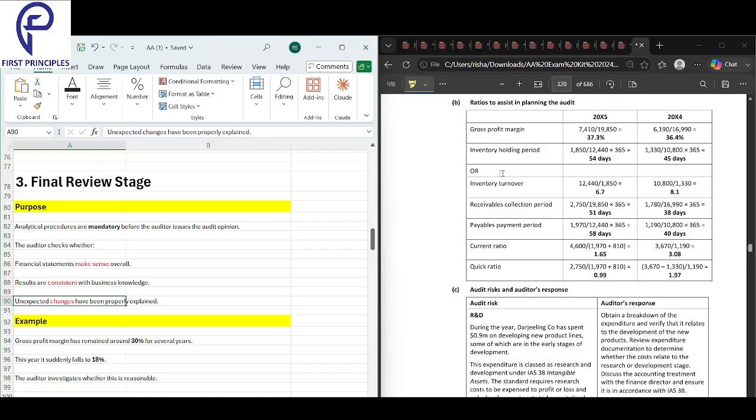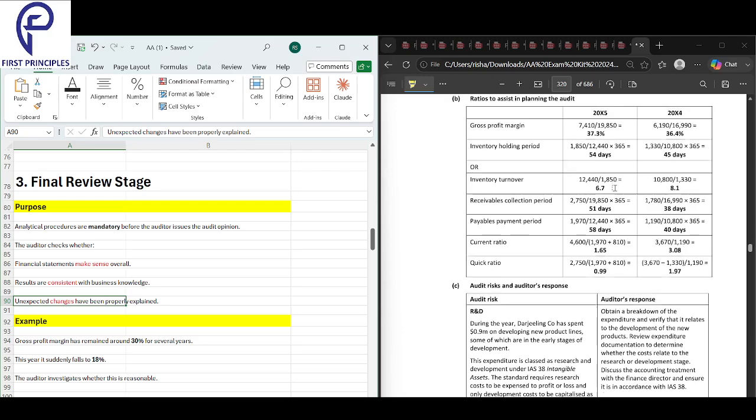How many times does it take for our inventory to be sold over? How do we find out inventory turnover? We take the COGS divided by the inventory balance.